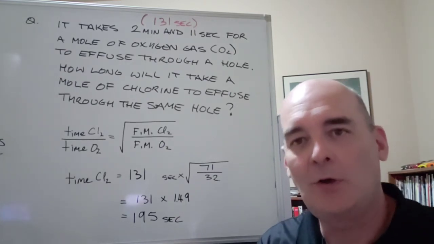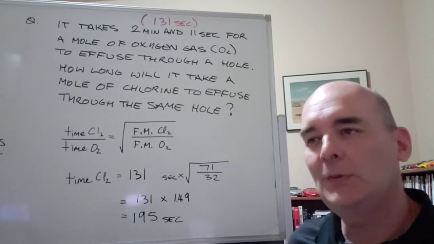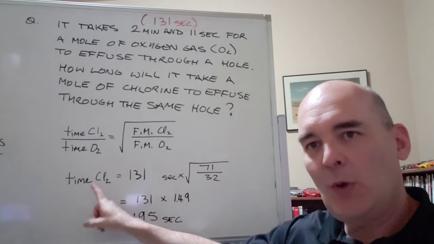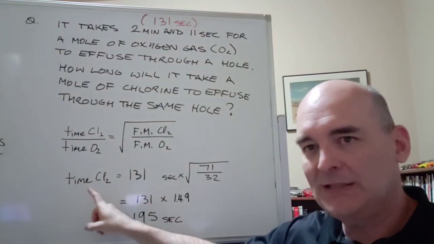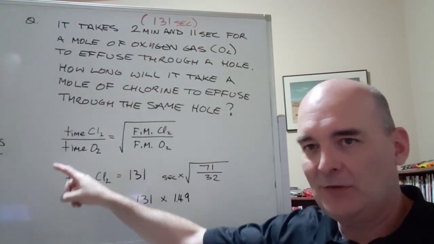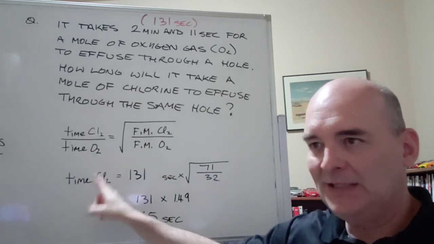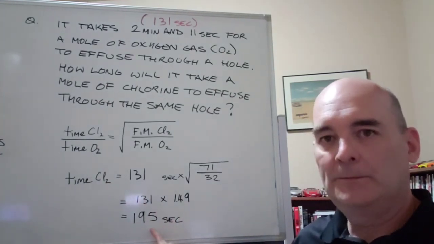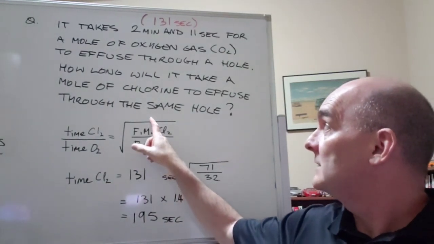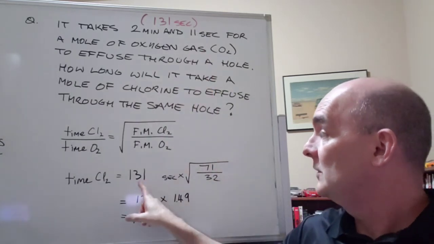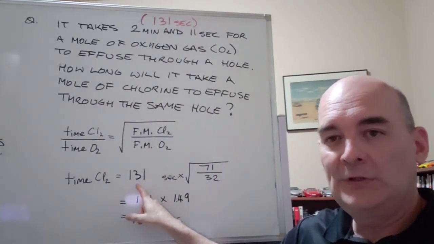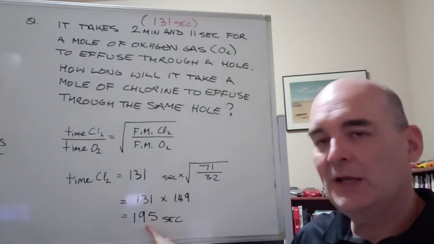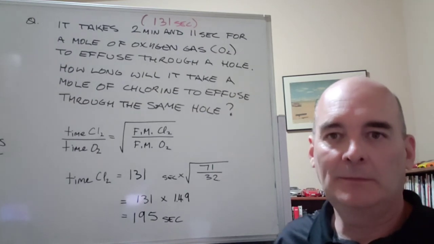Okay, so we've never done effusion experiments before, so we don't really have anything to grab onto here, but we can use logic. What is supposed to happen to the time it takes for a gas to get through the hole if that gas is heavier? It's supposed to take longer. And the fact that the lighter gas goes through the hole at 131 seconds, the heavier gas goes through the hole at 195 seconds, that suggests that our calculation is correct.